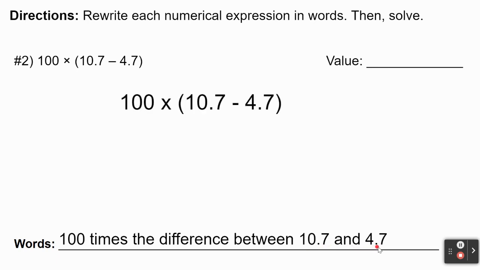Let's go ahead and solve this. First, using GEMS, we're going to solve what's inside the grouping symbols first. 10 and 7/10 minus 4 and 7/10 is 6. And now we can multiply that answer by 100. So 100 times 6 is 600. The value of this expression is 600.